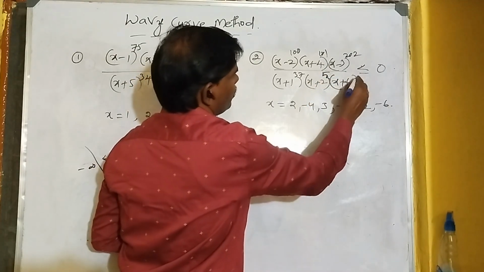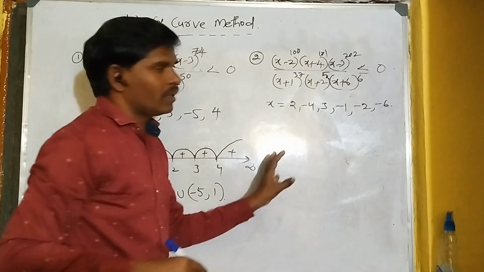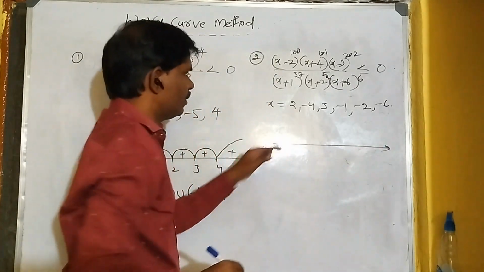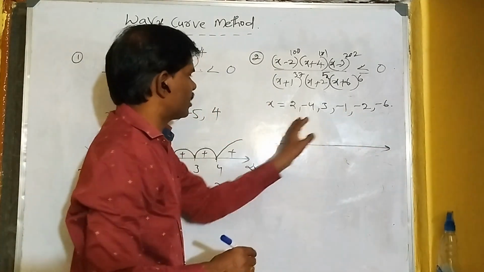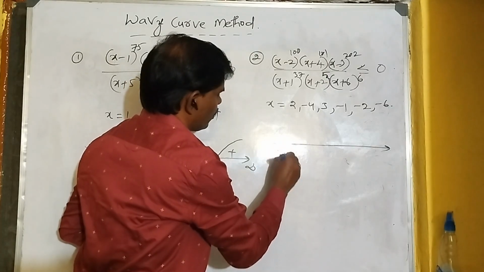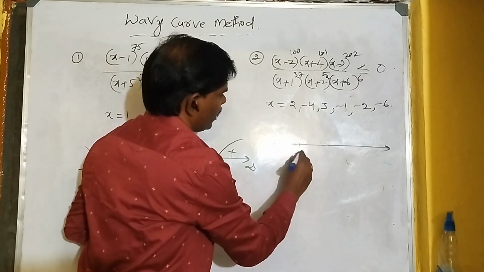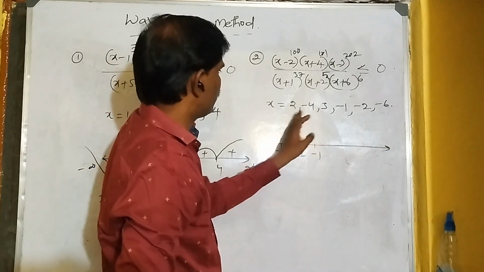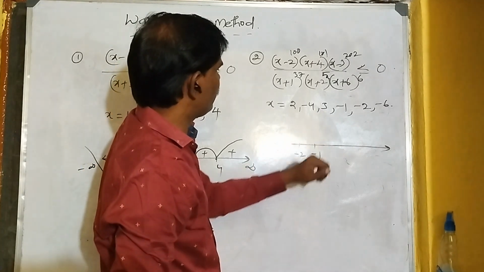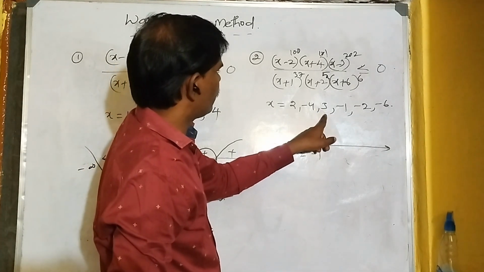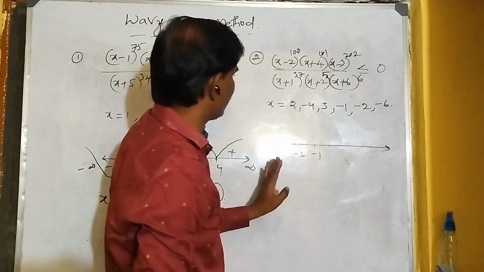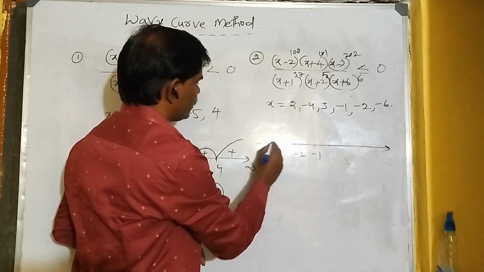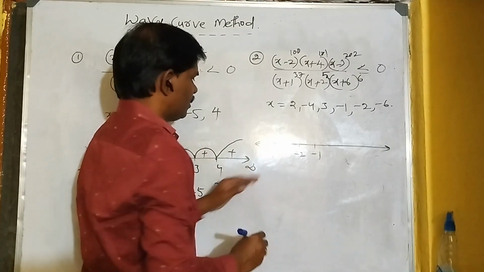5 power 5, this is 6. What are the even numbers and odd numbers? Draw the number line. What is the least value? Minus 6, minus 4, minus 2, minus 1. Here minus 4, here minus 2, here minus 1. Totally 6 values, then 2 and 3. Minus 6 is also there.